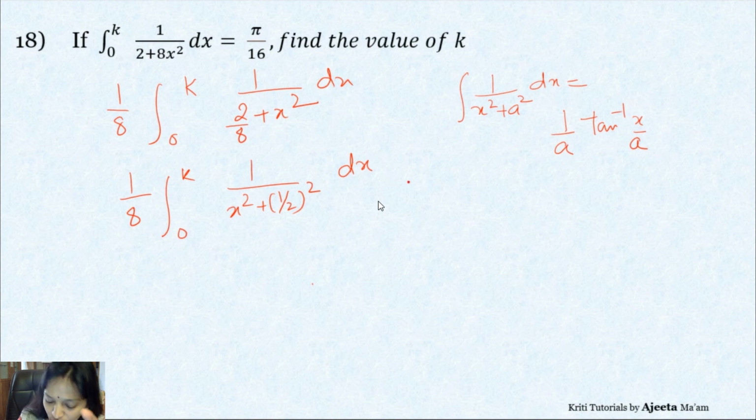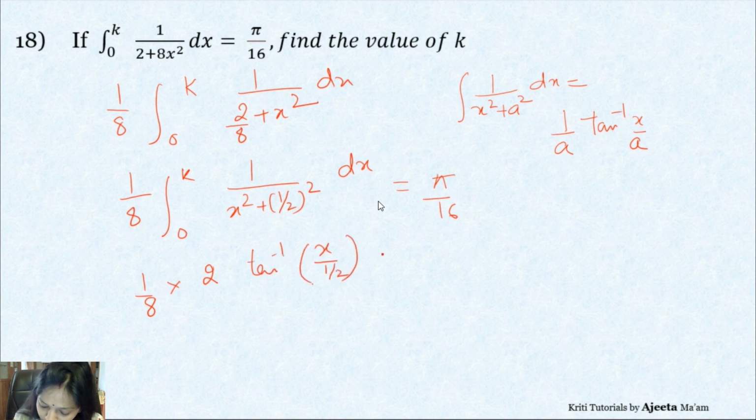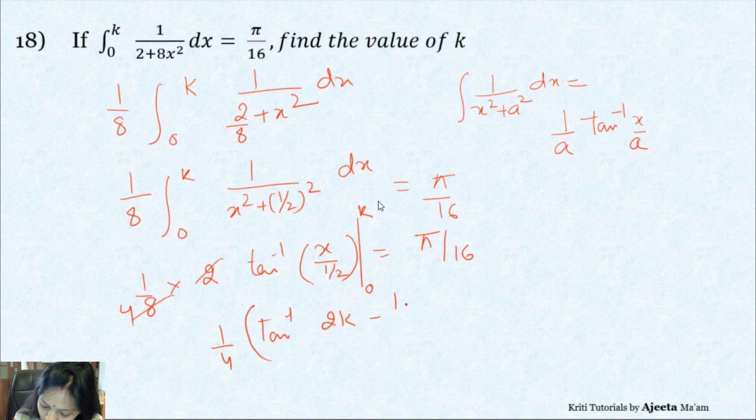Now let's make it. So now this value is given equal to what? Pi by 16. Okay, so now 1 upon 8. So according to this formula, what will be the answer? 2 tan inverse x upon half, right? And the limits will be from 0 to k. Pi by 16 is equal to. So now what do you get? 1 upon 4 tan inverse 2k minus tan inverse 0. That is equal to pi by 16.